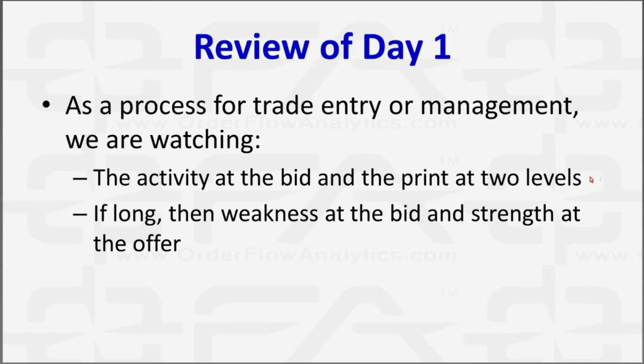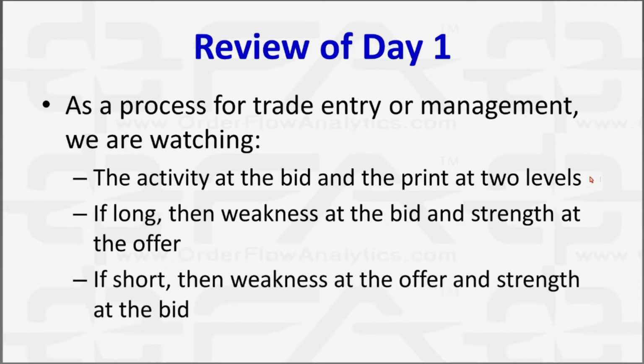So, as an example, if I'm long at the bottom, I want to see weakness at the bid, strength at the offer. And like I just showed you, if I'm looking for a short, I want to see weakness at the offer and strength at the bid. And I want to see that at my level where I want to take the trade. But I'm also, again, making sure that I'm looking one to two levels below that, and confirming that if I'm short, buyers are in fact relenting and the selling activity at the bid is increasing. Does that make sense?